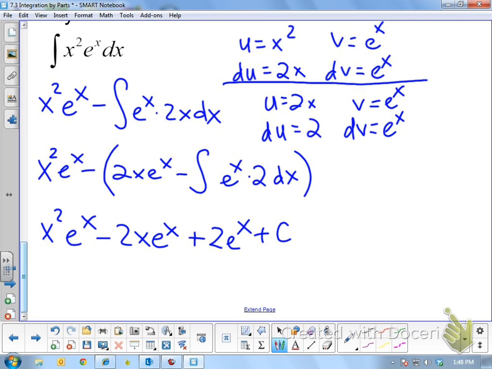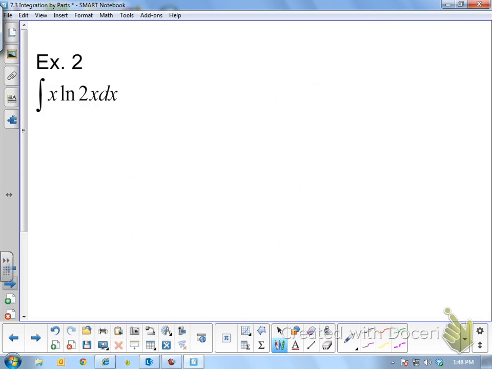Okay. So let's look at another example. Most of what we've done so far, we've had to pick a polynomial to be u. Let's try one where we're not picking a polynomial as u. The integral of x ln 2x dx. So we have a polynomial and we have a logarithm.